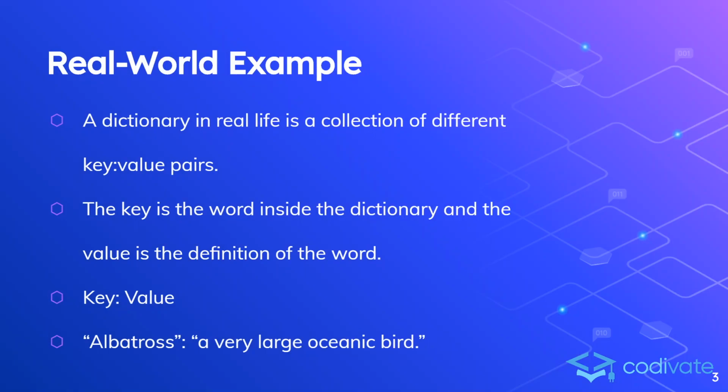A real-world example. A dictionary in real life is a collection of different key-value pairs. A dictionary in this case refers to the book dictionary and not the programming dictionary. The key is the word inside the dictionary, and the value is a definition of the word. Key, value. In this case, we can say albatross is the term, and the definition of the word albatross is a very large oceanic bird. So the key would be albatross, and the value would be a very large oceanic bird.